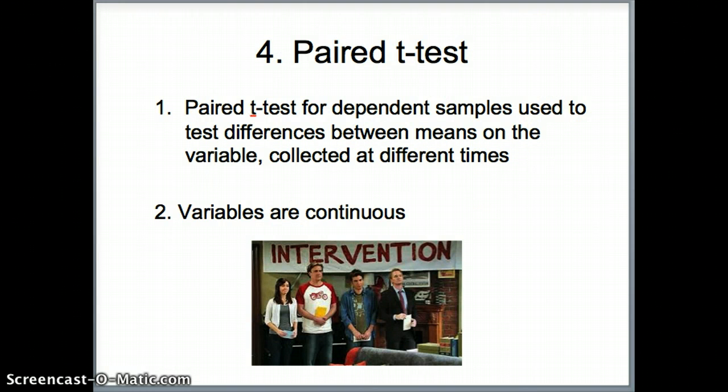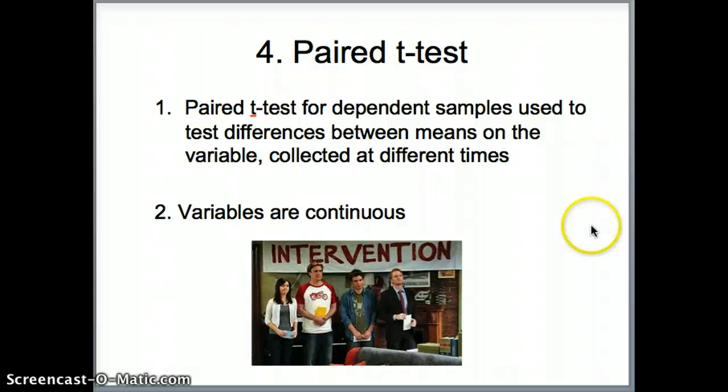The other t-test is a paired t-test. The paired t-test for dependent samples is basically used to test the difference between means on a variable that you're interested in when you collect data on that variable at different times. In this case, for the paired t-test, both variables have to be continuous. So whatever it is you're thinking of as the independent and whatever you're thinking of as the dependent, both have to be on an interval or ratio scale of measurement.